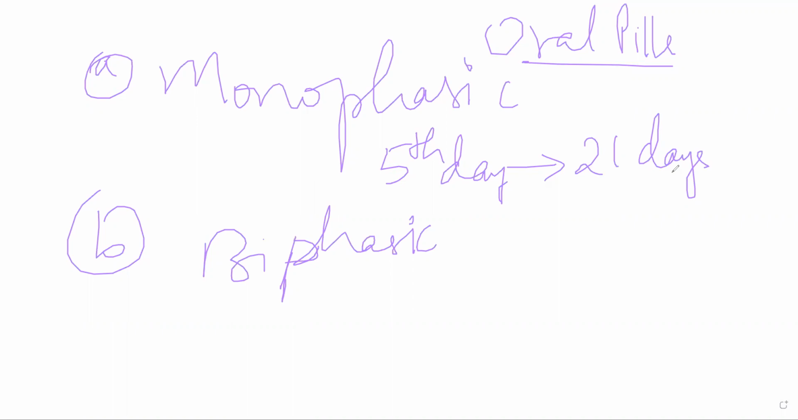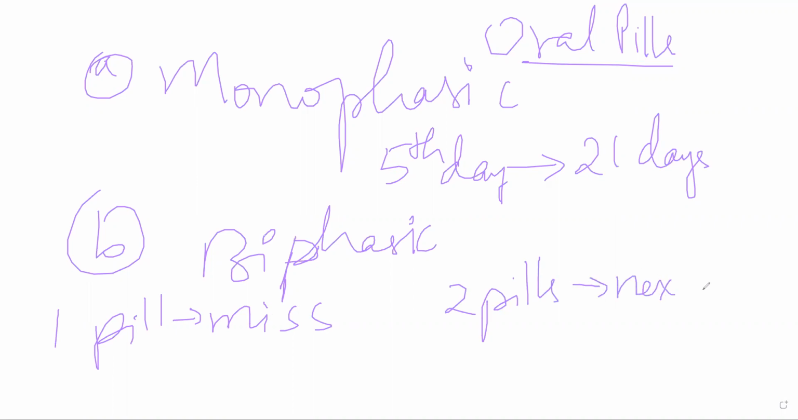So, what happens is sometimes it is very common for girls to miss pills. Okay, anyone can miss pills. It's not a big problem. But let's suppose they miss one pill. In case they are missing one pill, they should take two pills the next day. In a biphasic pill, you are giving both estrogen and progesterone mixed, and these two pills will be taken on the next day. Let us suppose, and continue the course.